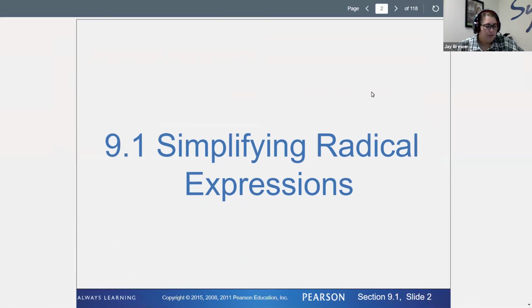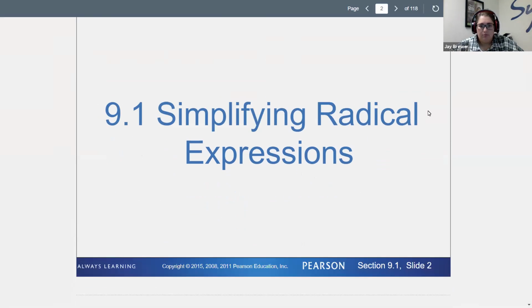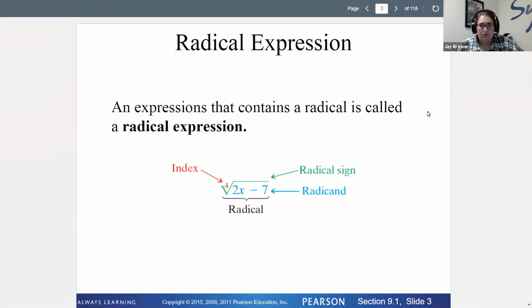All right, so first things first is simplifying radical expressions. A radical expression contains a radical, which is why it is called a radical expression. So here are the important parts of the radical. We have what's called the index. Typically what you are used to working with is the square root function. Okay, you're used to the square root.